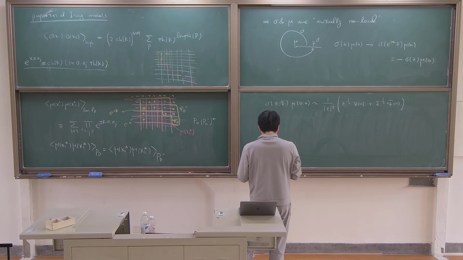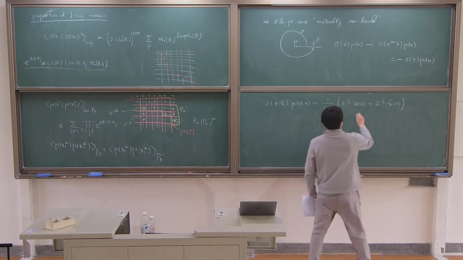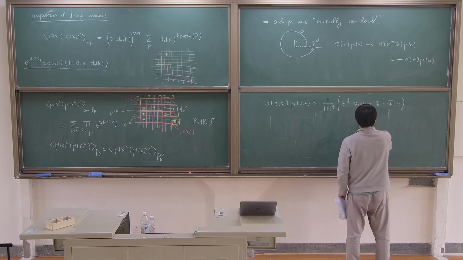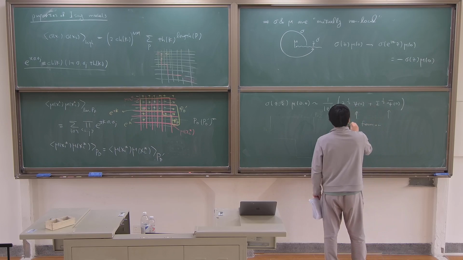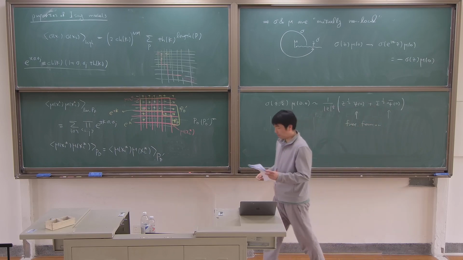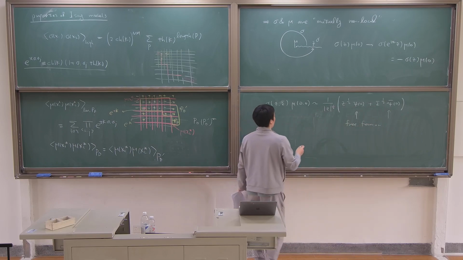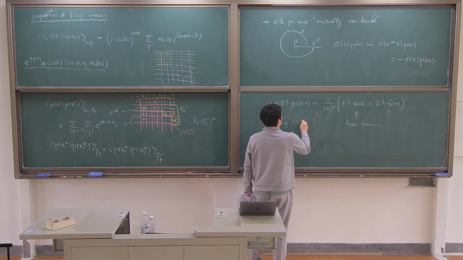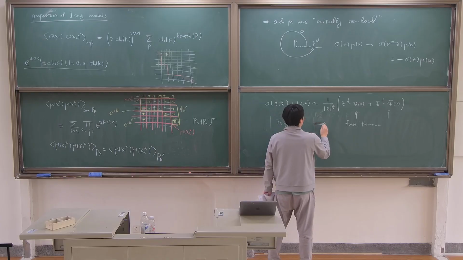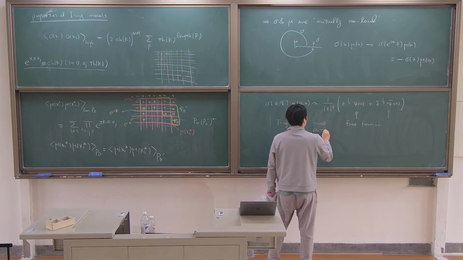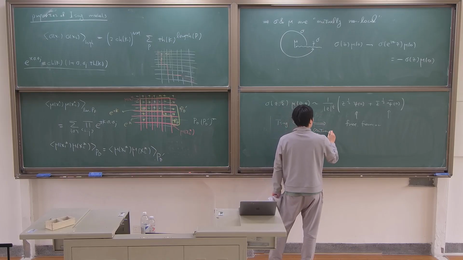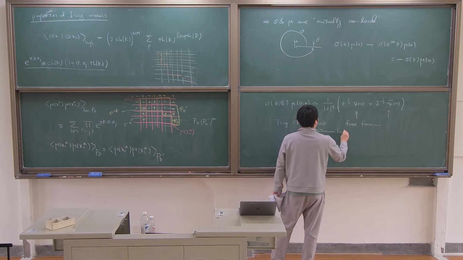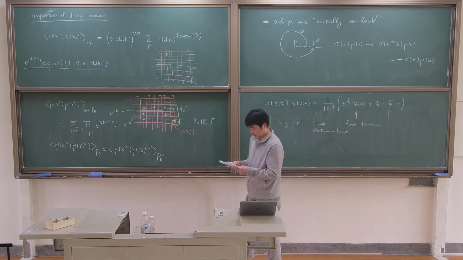Where psi is the free Fermi. So in fact, the free Fermi and the Ising CFT, somehow the continuum limit is related to the free Fermi.